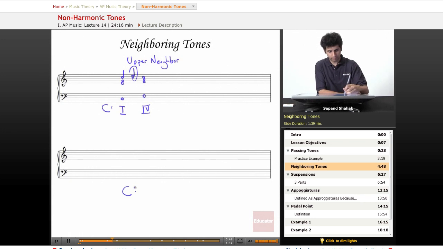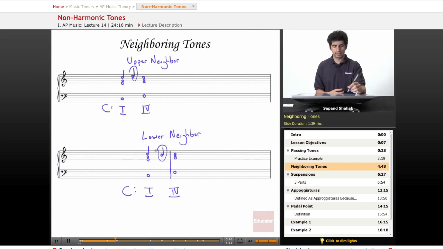and similarly could do the exact same thing and instead use a lower neighbor. So this would be a lower neighbor. And again, it's always good to circle the non-harmonic tones just so it's clear in the context of the harmonic analysis what is to be counted as part of the harmony and what is simply a decoration.